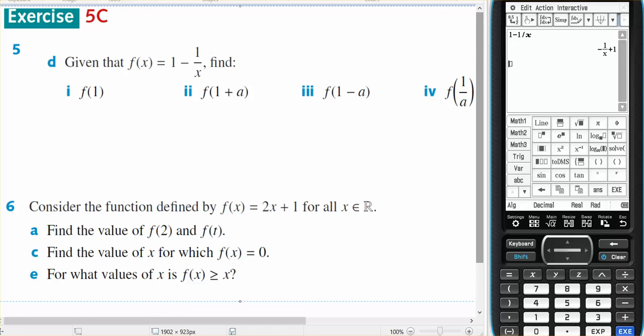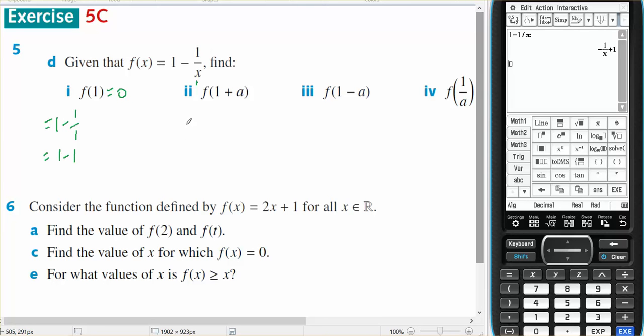This is for Year 11 Methods. It comes out of Chapter 5, 5C, questions 5 and 6. Given that f of x equals 1 minus x squared, find f of 1. So for f of 1, I replace x with 1. So it's going to equal 1 minus 1 squared, 1 minus 1, so f of 1 equals 0.